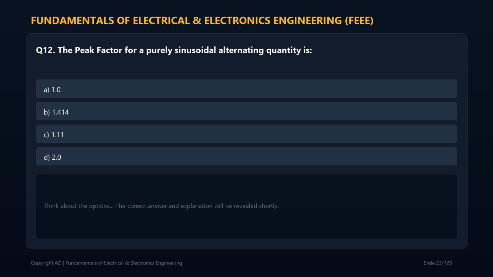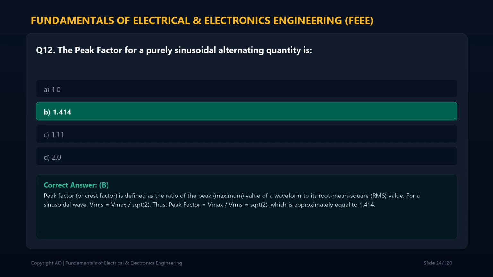Question 12. The peak factor for a purely sinusoidal alternating quantity is option A, 1.0. Option B, 1.414. Option C, 1.11. Option D, 2.0. The correct answer is B, 1.414. Peak factor is the ratio of maximum value to RMS value. For a sine wave, this is the square root of 2, which is approximately 1.414.